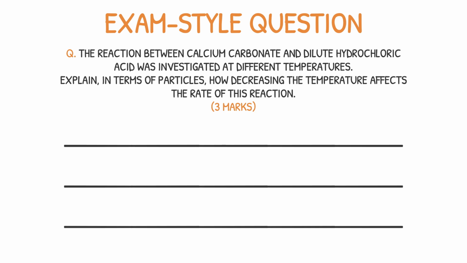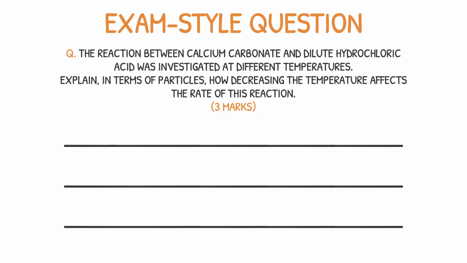The reaction between calcium carbonate and dilute hydrochloric acid was investigated at different temperatures. Explain, in terms of particles, how decreasing the temperature affects the rate of this reaction. As we've discussed in this video, a reaction will only take place when particles collide at the correct activation energy. The more collisions at the correct activation energy, the faster the rate of the reaction.